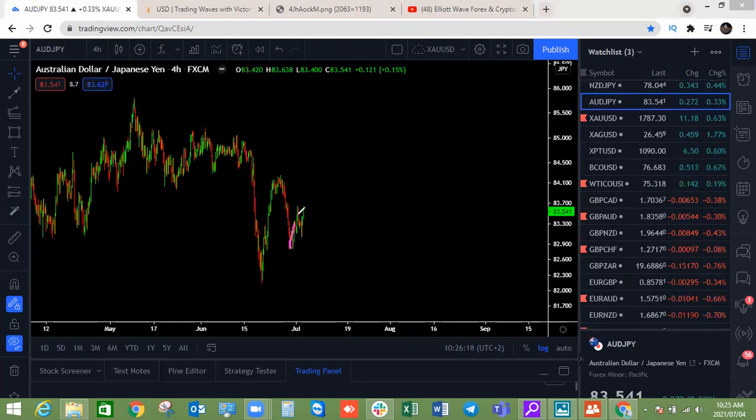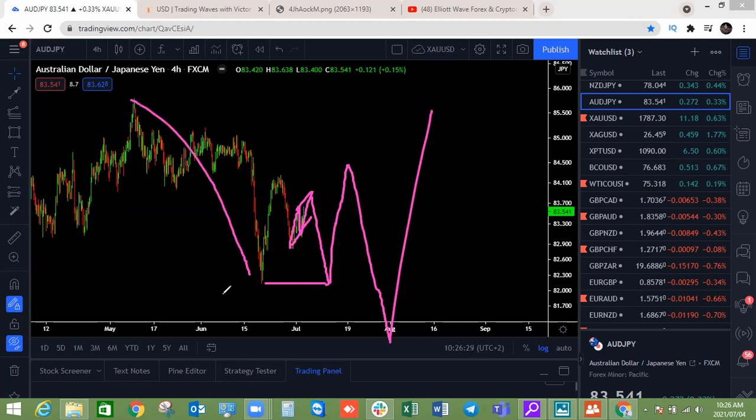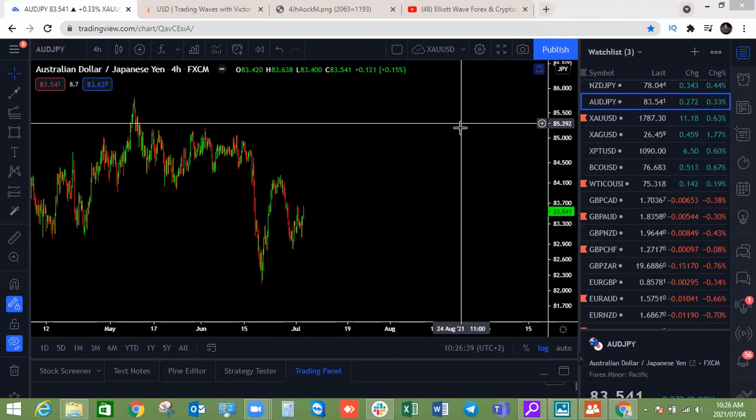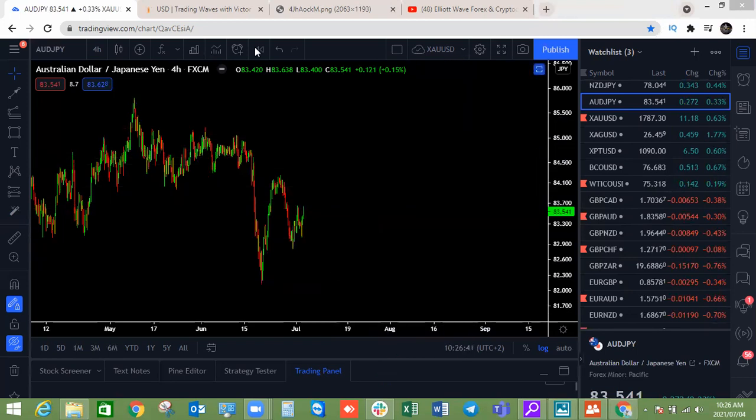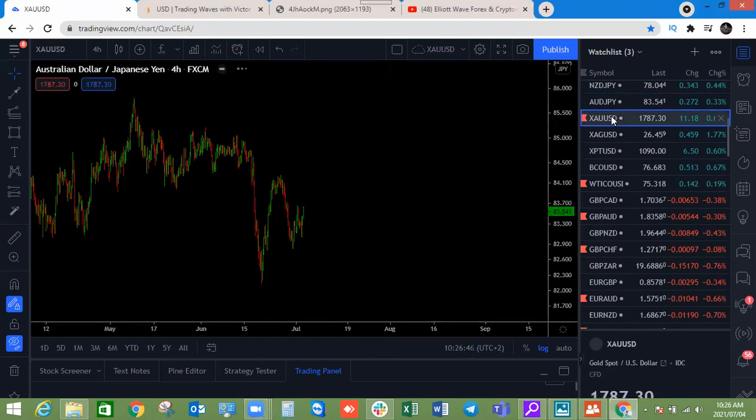AUD yen, the same. AUD yen, 3 waves here. We are going to see this continue to the downside, likely to come and retest this low here. If we're going to get a bounce, it's going to make a structure like this. Then it's good. It's an A, B, C corrective structure. We've got a lot of A, B, C structures on the yen pairs. All right, so that is what we are looking at on the yen pairs.